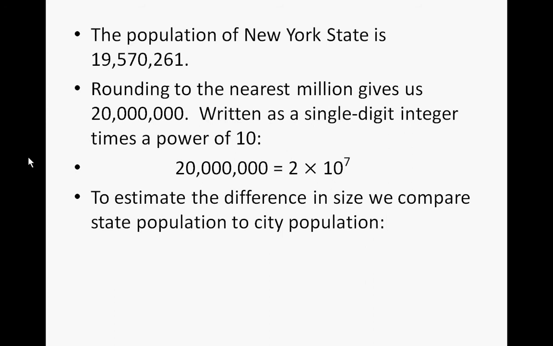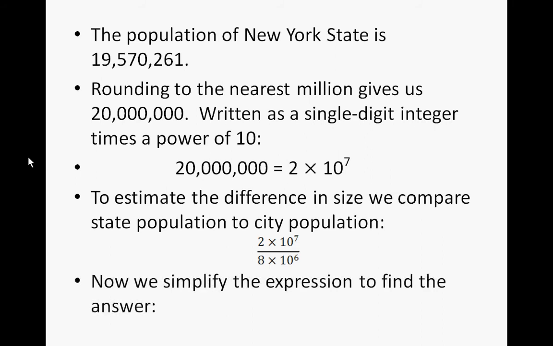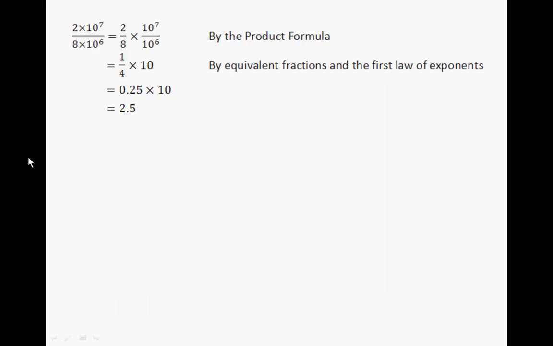So to estimate the difference in size, we compare the state population to the city population. Again, the state population being bigger is going to be on top, the numerator of our ratio. So this would be 2 times 10 to the 7th power over 8 times 10 to the 6th power. Now we simplify the expression to find the answer.